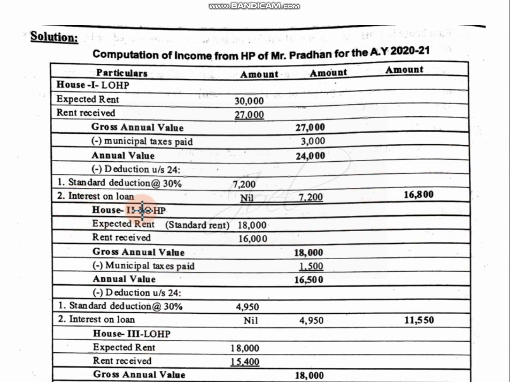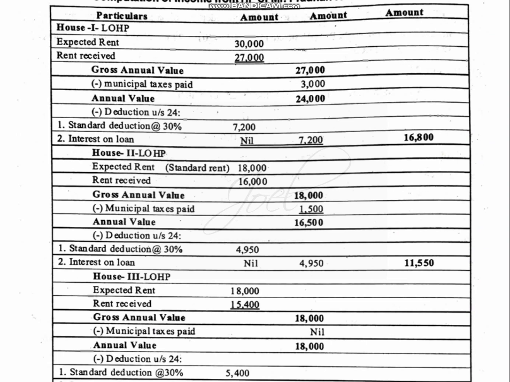Second house we can see here, that is also a let out house property. Expected rent here again when we compared, there was a vacancy period, but it will not affect the problem. So 18,000 it is, less municipal taxes, we will arrive at 16,500. One is 30% standard deduction we have to deduct, no interest on housing loan. For the second house we will get an answer of rupees 11,550.